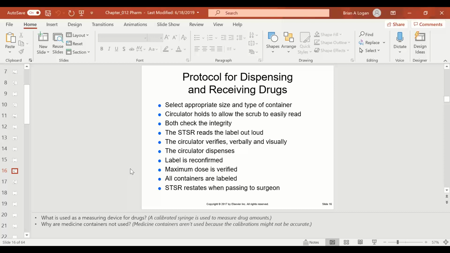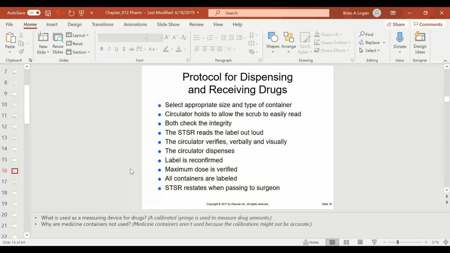So for getting and giving drugs, right, dispensing and receiving, you want the appropriate size container, right? If you're giving me 50 cc's of local, I'm not going to hold out a cup that only holds 30 cc's, right? Because I want all 50 of that. The circulator will hold the bottle, read it out loud to you, and then turn it so that you can see the label. And then as the tech, you're going to read that label out loud as well, repeating what the nurse just said.